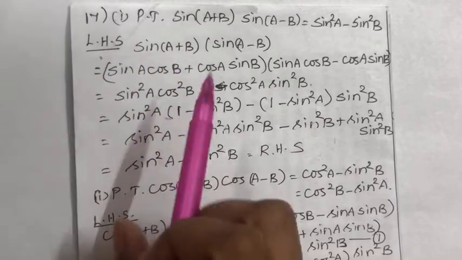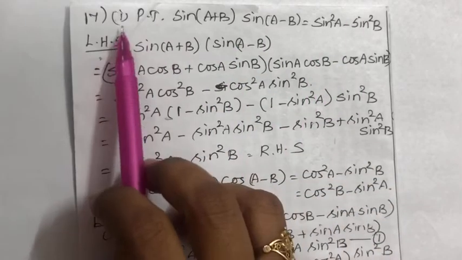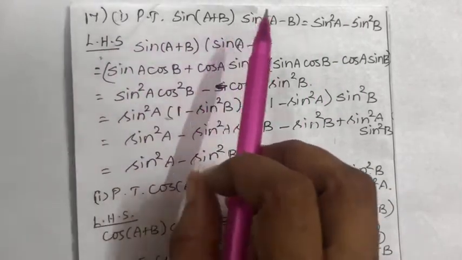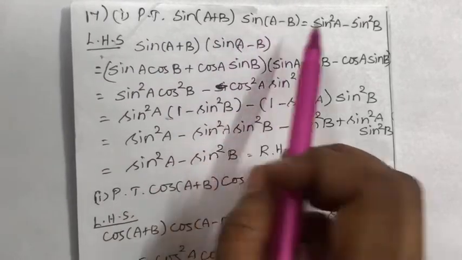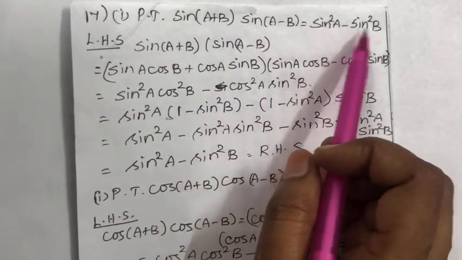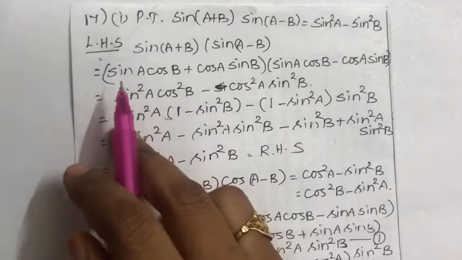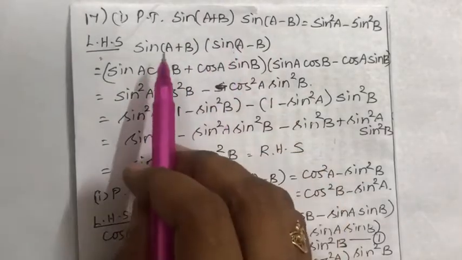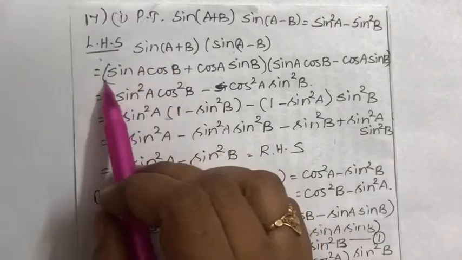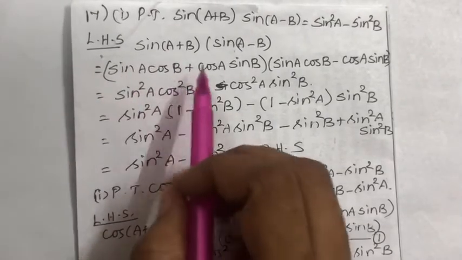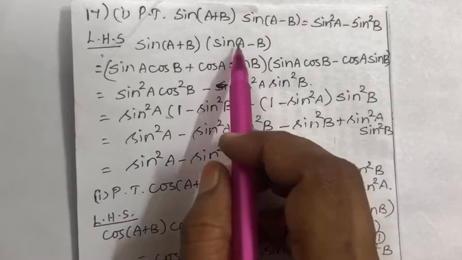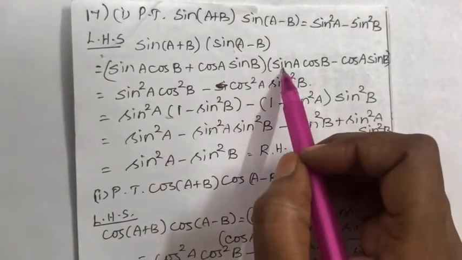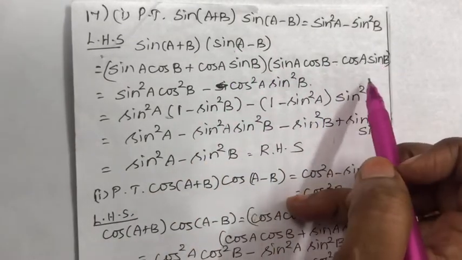17th, 4 subdivisions are there. Okay, the first one: prove that sin(a+b) into sin(a-b) is equal to sin square a minus sin square b. So left hand side, sin(a+b) into sin(a-b). First we have to write the formula: sin(a+b) is sin a cos b plus cos a sin b, into sin(a-b), that is sin a cos b minus cos a sin b.